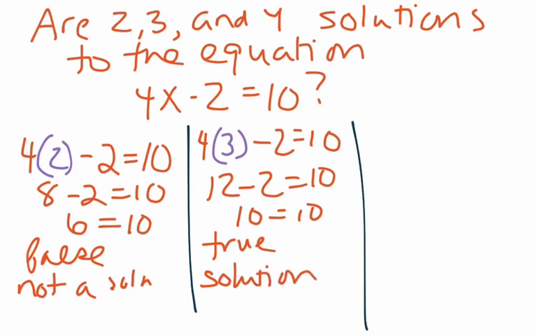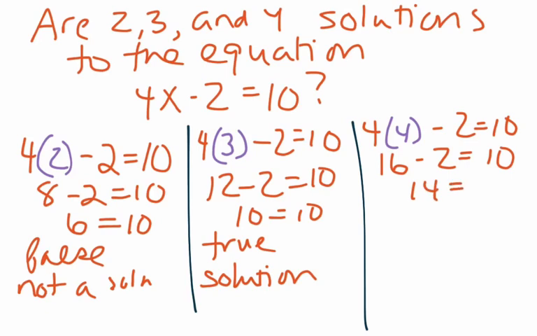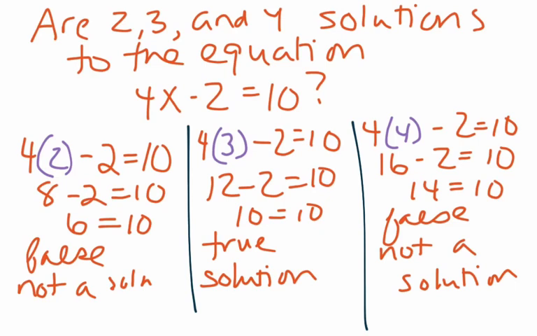And then the last one, we have 4. And this time we're going to plug in a 4. 4 times 4 is 16. 16 minus 2 is 14. And that's a false statement. So that is not a solution. And I said I would use SOLN as an abbreviation, and then I stopped. Okay, and that's pretty much what we're dealing with here, being able to plug in and check whether or not something is a solution.